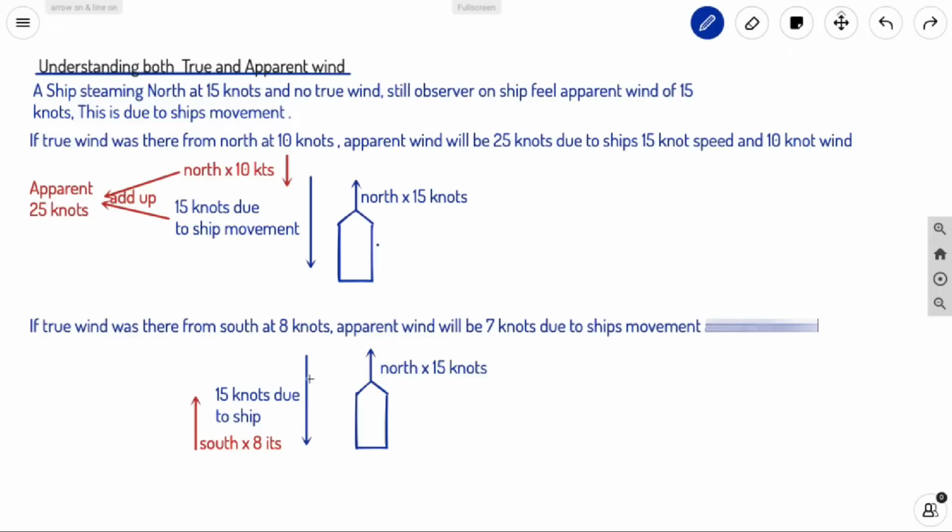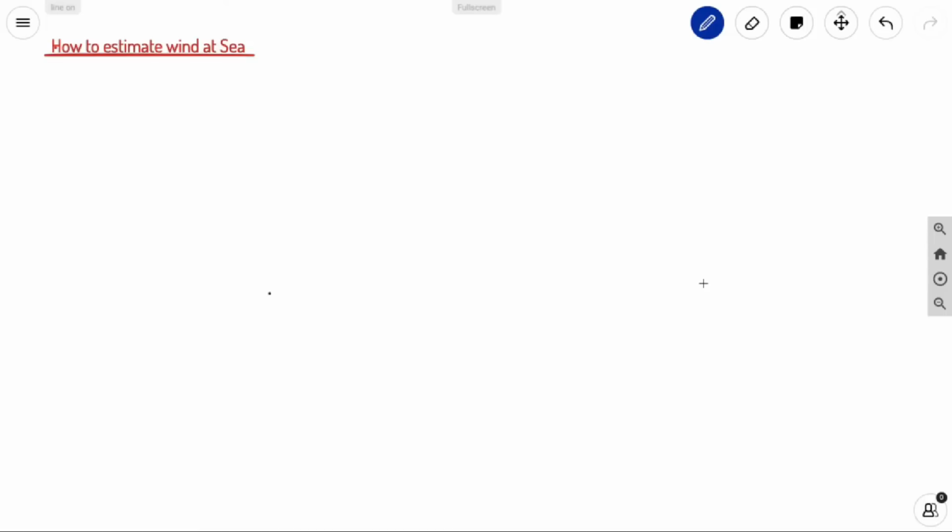That means you can see due to the ship's movement and due to the wind, they are both cancelling each other, and since they are not of equal values, the final will be the value of the highest minus the difference between both. That means it's 15 minus 8, and they cancel each other since they are from opposite directions, and the final will be apparent wind of 7 knots in this direction downwards because there was a highest one. So now let's see, how do we estimate wind at sea?